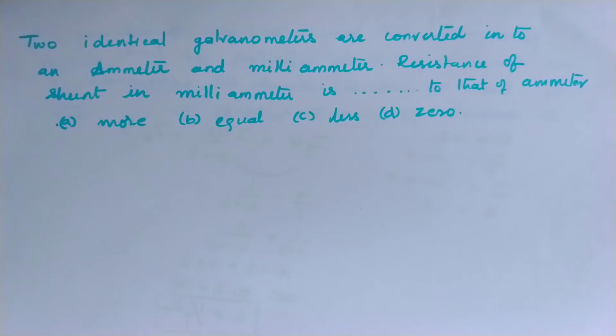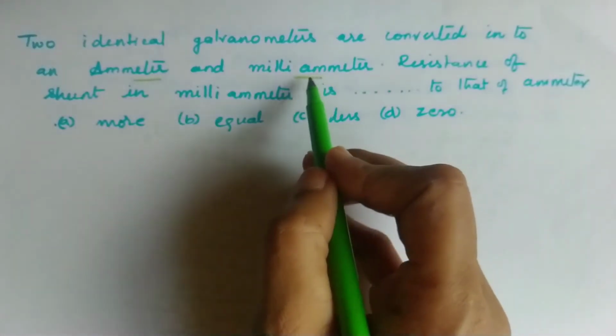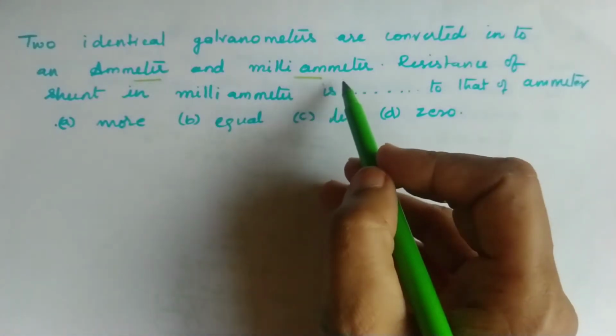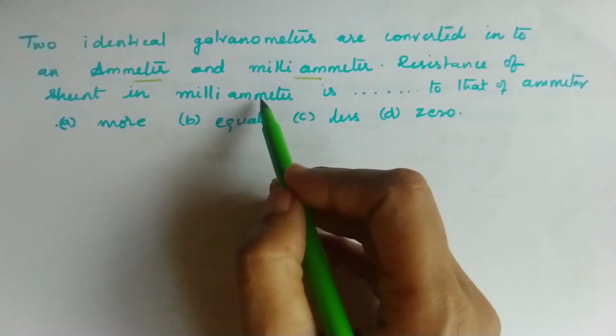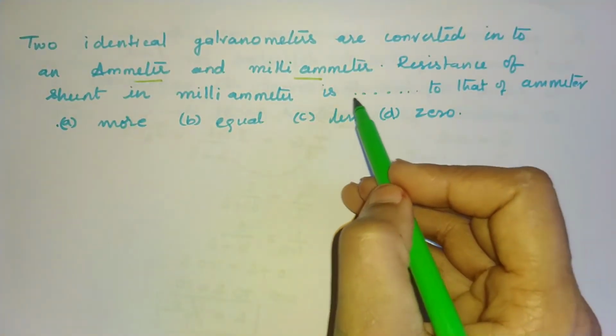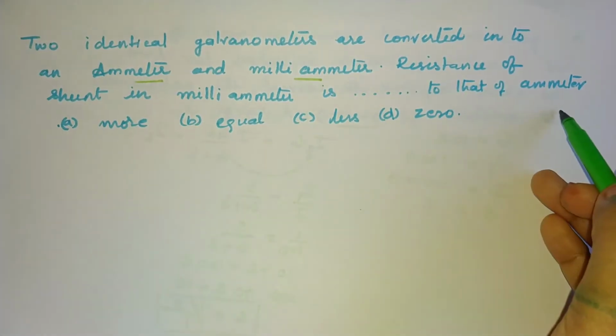In this question we are given two galvanometers which are identical. That means they have the same value of capital G. And we want to convert them into an ammeter and a milliammeter. If the ammeter is in 1 ampere range, the milliammeter will have a 10 power minus 3 ampere range. They're asking you to find out the resistance of the shunt in the milliammeter as compared to that of the ammeter.